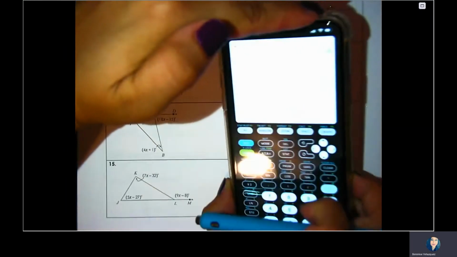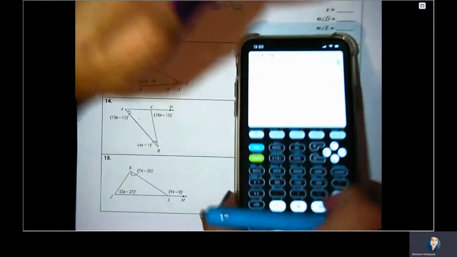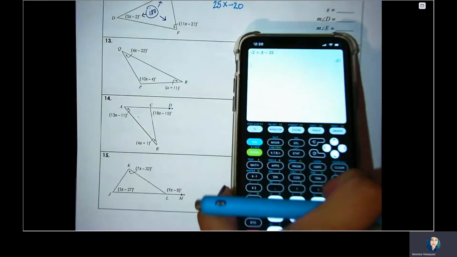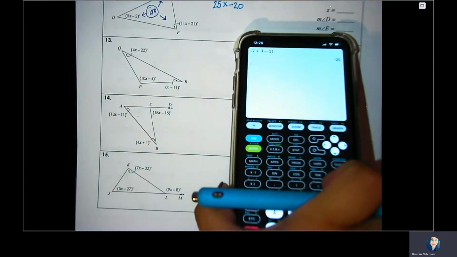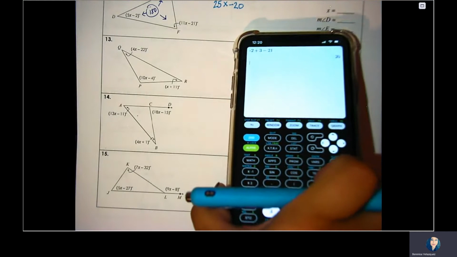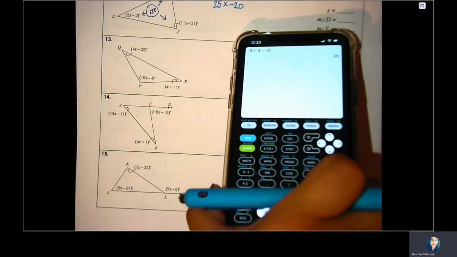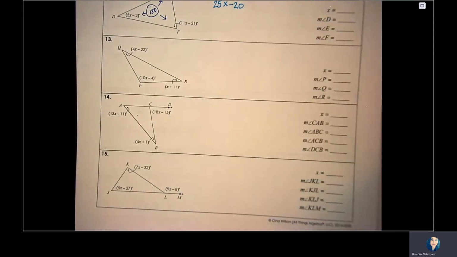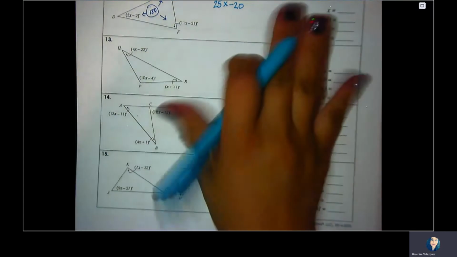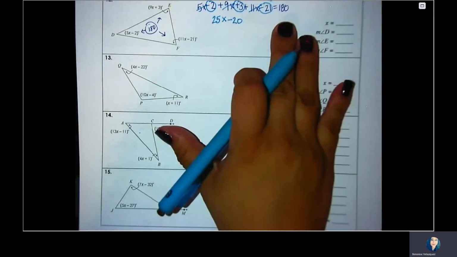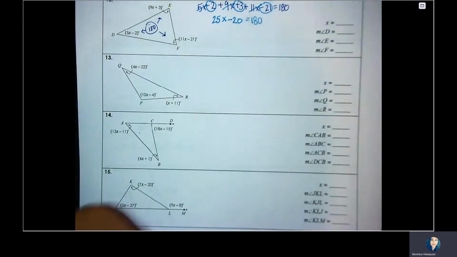Yeah, you really can't. But if you could see it, you would see -2 plus 3 minus 21. Okay, I think you can see it a little bit there. And then the answer is -20 on the calculator. So that's how you get that answer. Just showing you again how to type it in. So we keep going, you get 180, you bring that down, and then you just solve.